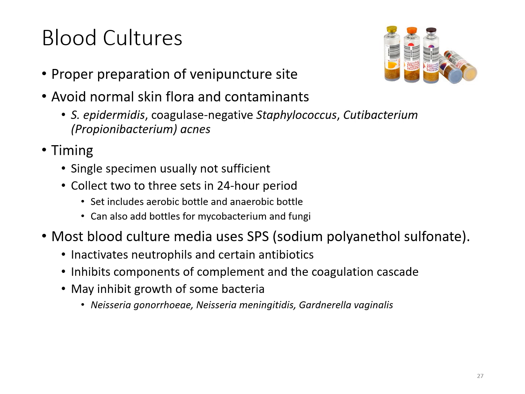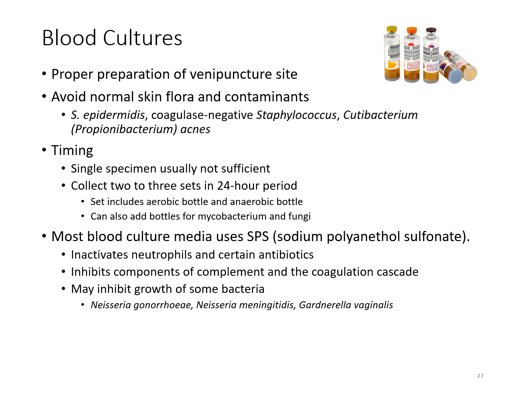Timing of the specimen collection, of course, just one specimen collection is not sufficient. So most sites have a policy in place where they will collect 2 to 3 sets of blood cultures over a 24-hour period. And of course, those sets will include an aerobic and an anaerobic. You could also include other bottles depending on what the site's policy is and whether or not you suspect that there's an infection with something like mycobacterium or fungi.